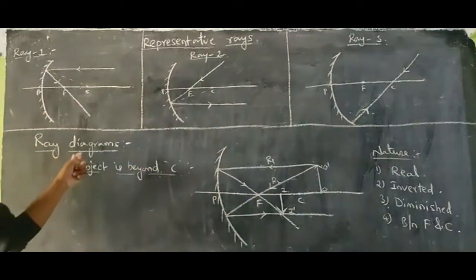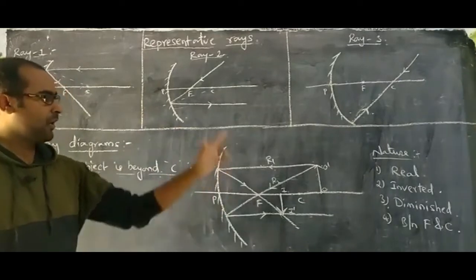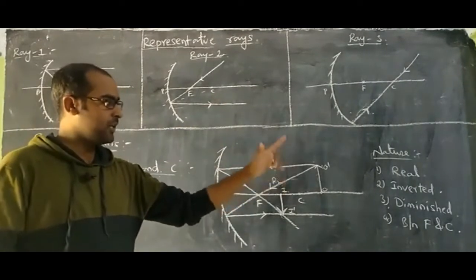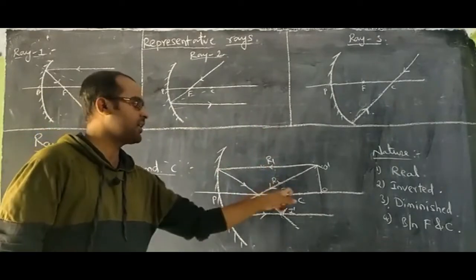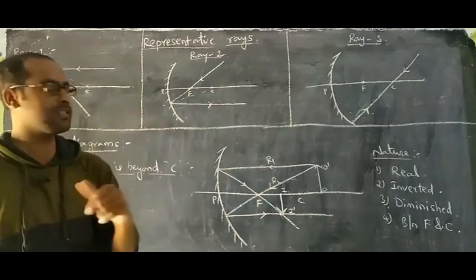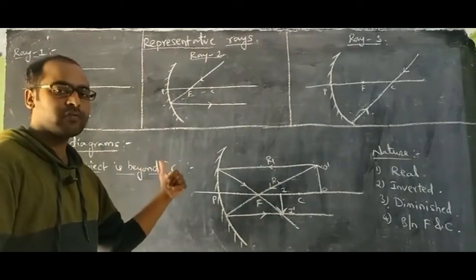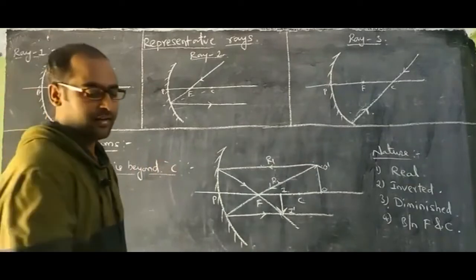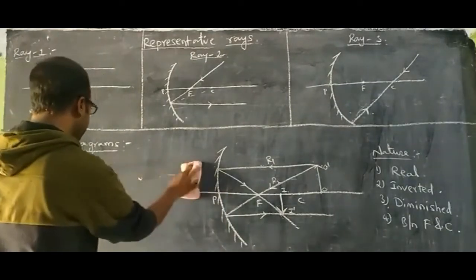So when the object is placed beyond C in front of a concave mirror, a real, inverted, diminished image will be formed between focus and center of curvature of that mirror, right? It is the first scenario in the ray diagrams of concave mirrors. Let us see the next situation.